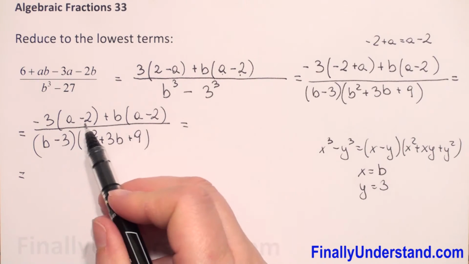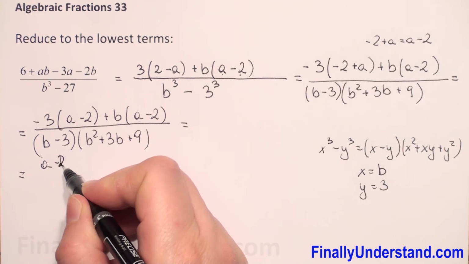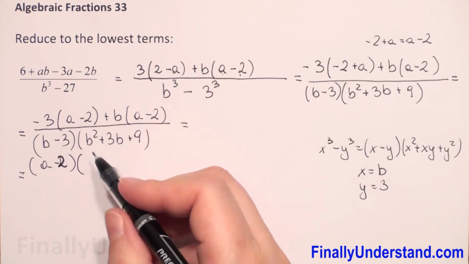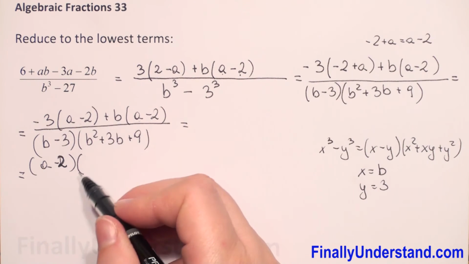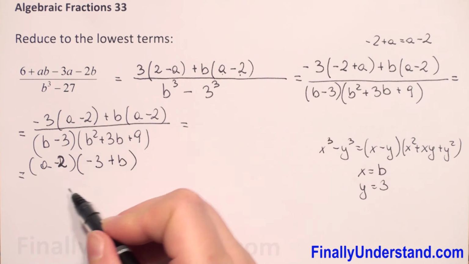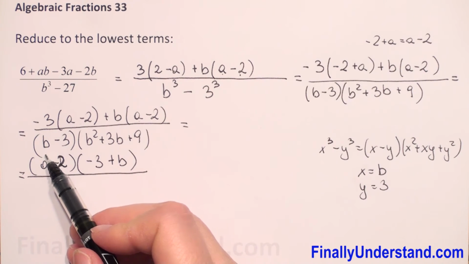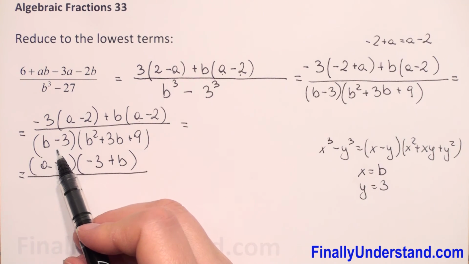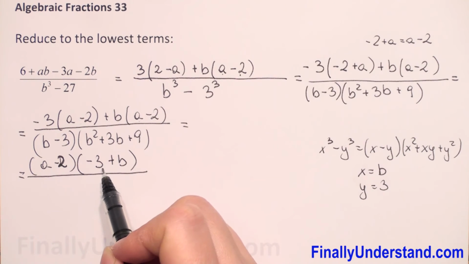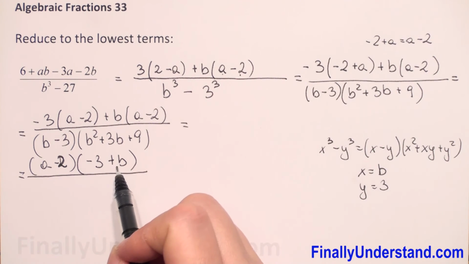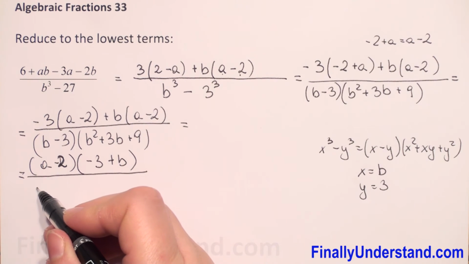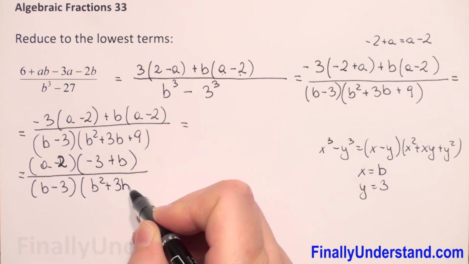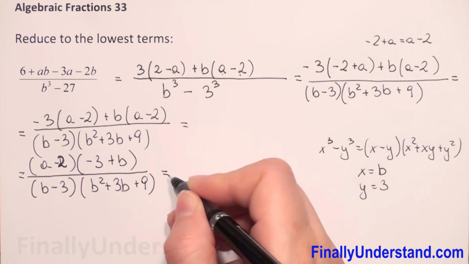Now we have the same expression in parentheses, so we can factorize a minus 2, of course. And in parentheses, whatever is left we will have in the second parenthesis. So we have negative 3 and b. So negative 3 plus b over, and we see that in the denominator we have b minus 3. So b is positive and we have negative 3. If we change here, we will have the same expression in parentheses, because negative 3 plus b is b plus negative 3. So we have b minus 3 times b squared plus 3b plus 9. This is equal.